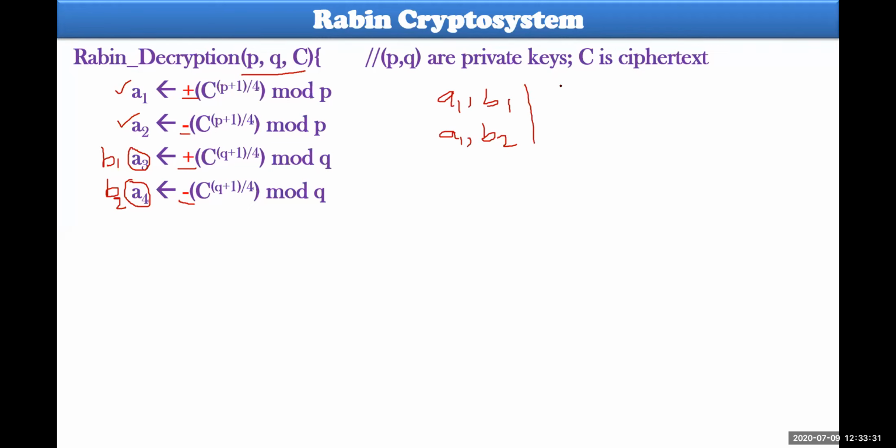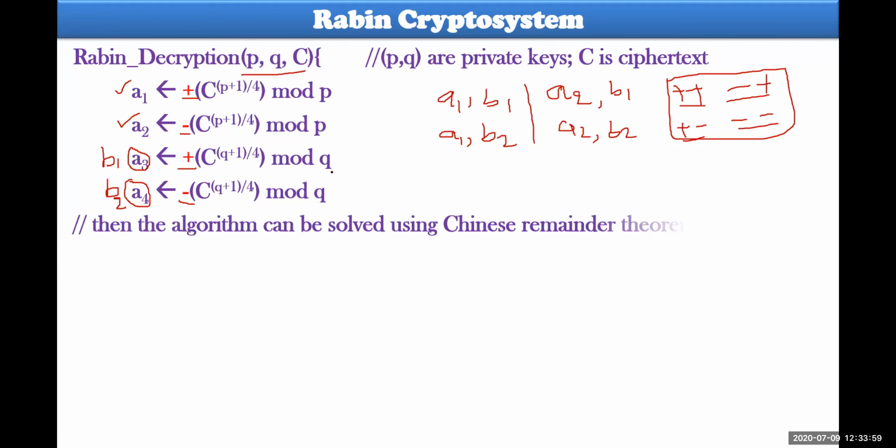Second set of combinations is A2 negative with B1 positive, then A2 negative and B2 also negative. So we have plus plus as one combination, plus minus another, minus plus another, and minus minus. So this is the first root, second root, third root, and fourth root. Totally 4 roots are there here, and based on this we have to generate the values.